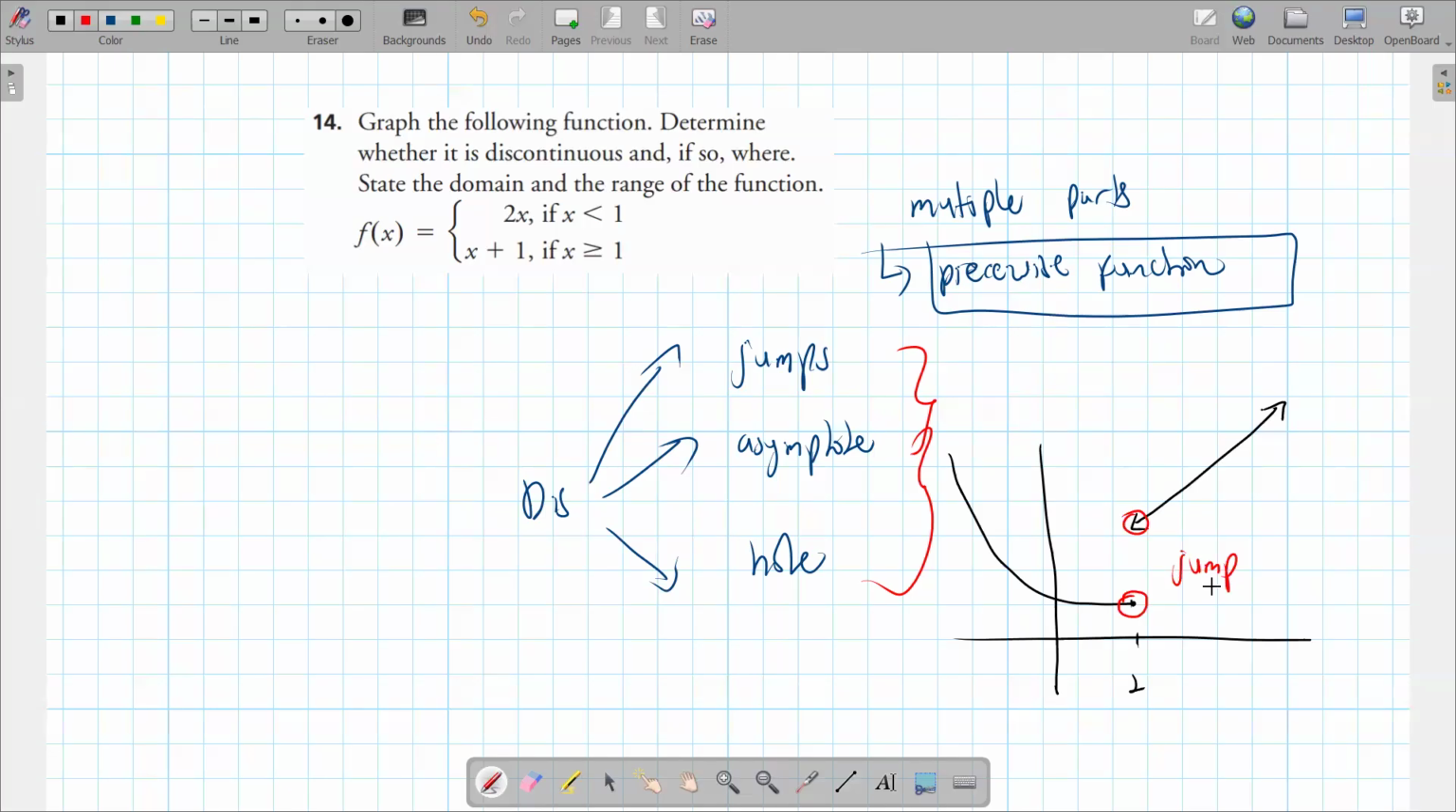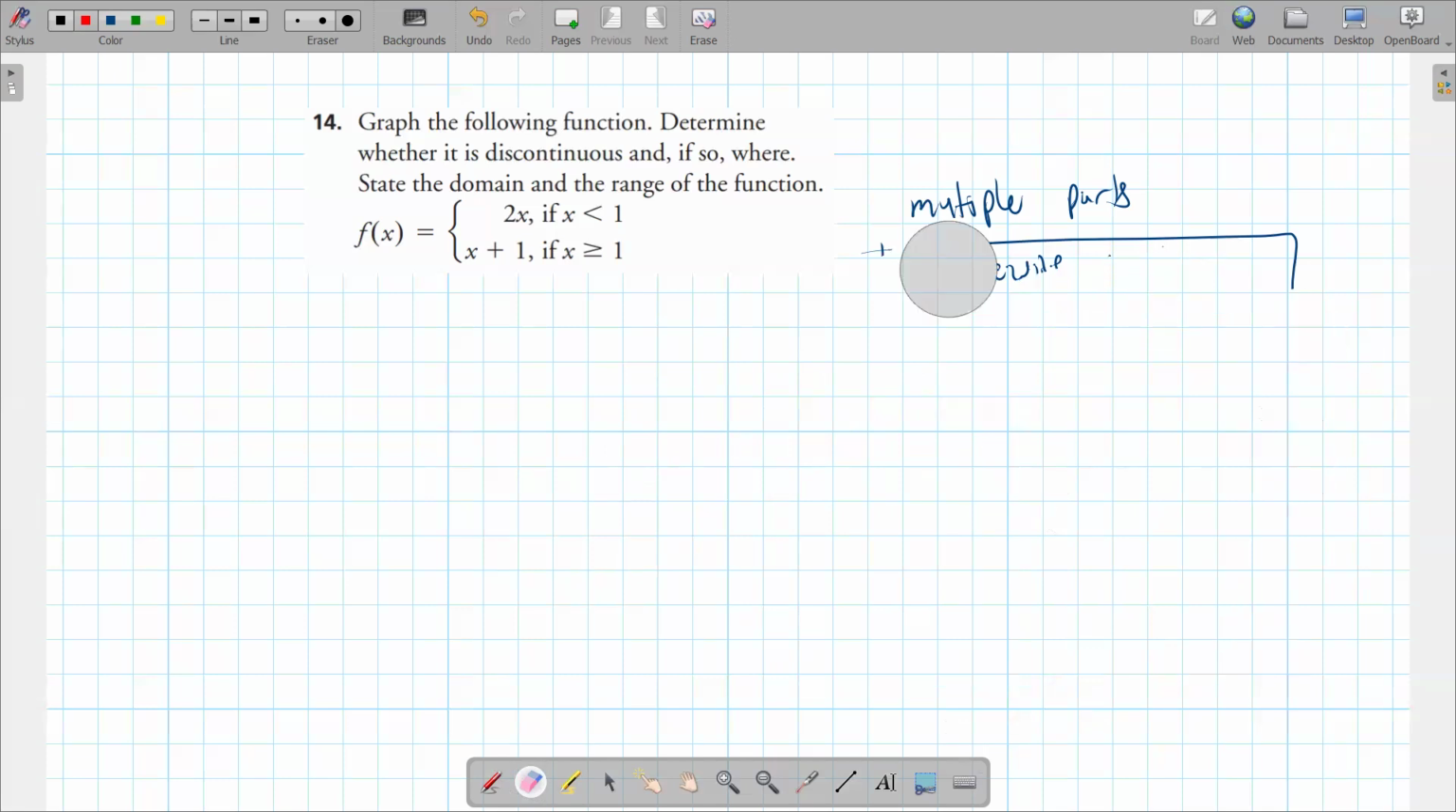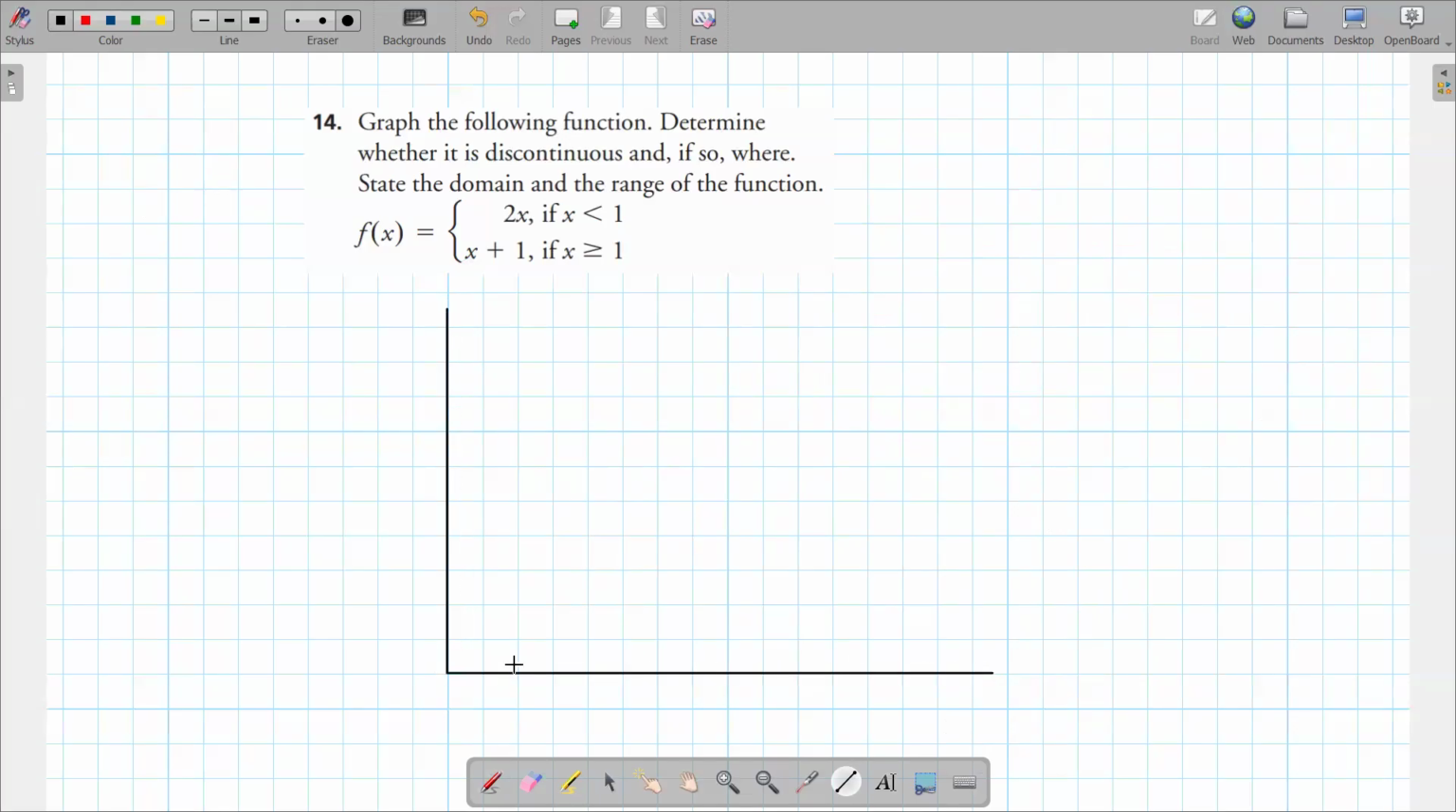So let's graph this and let's see whether or not there is a discontinuity. It's not that difficult to graph. It's just two straight lines. If you look at the equation, you have two linear functions. How hard could this possibly be? So step number 1, identify the x value of interest. The x value of interest is 1. So to the left of 1, the function that's valid is 2x.